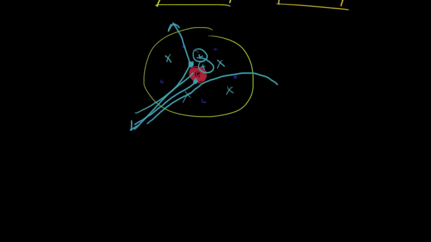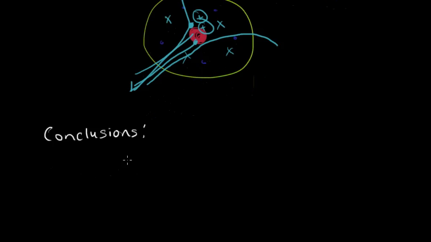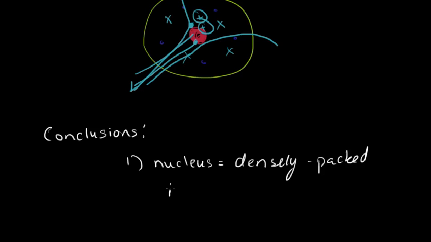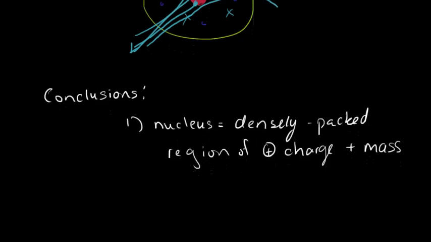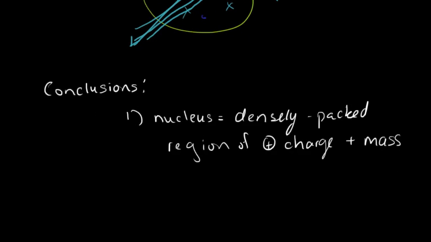And just to recap, Rutherford's conclusions were that 1, the nucleus was a densely packed region of positive charge and mass. We know that's true today. Of course, Rutherford didn't really know about neutrons, but now we know about protons, and those protons constitute the positive charge, which Rutherford was talking about.